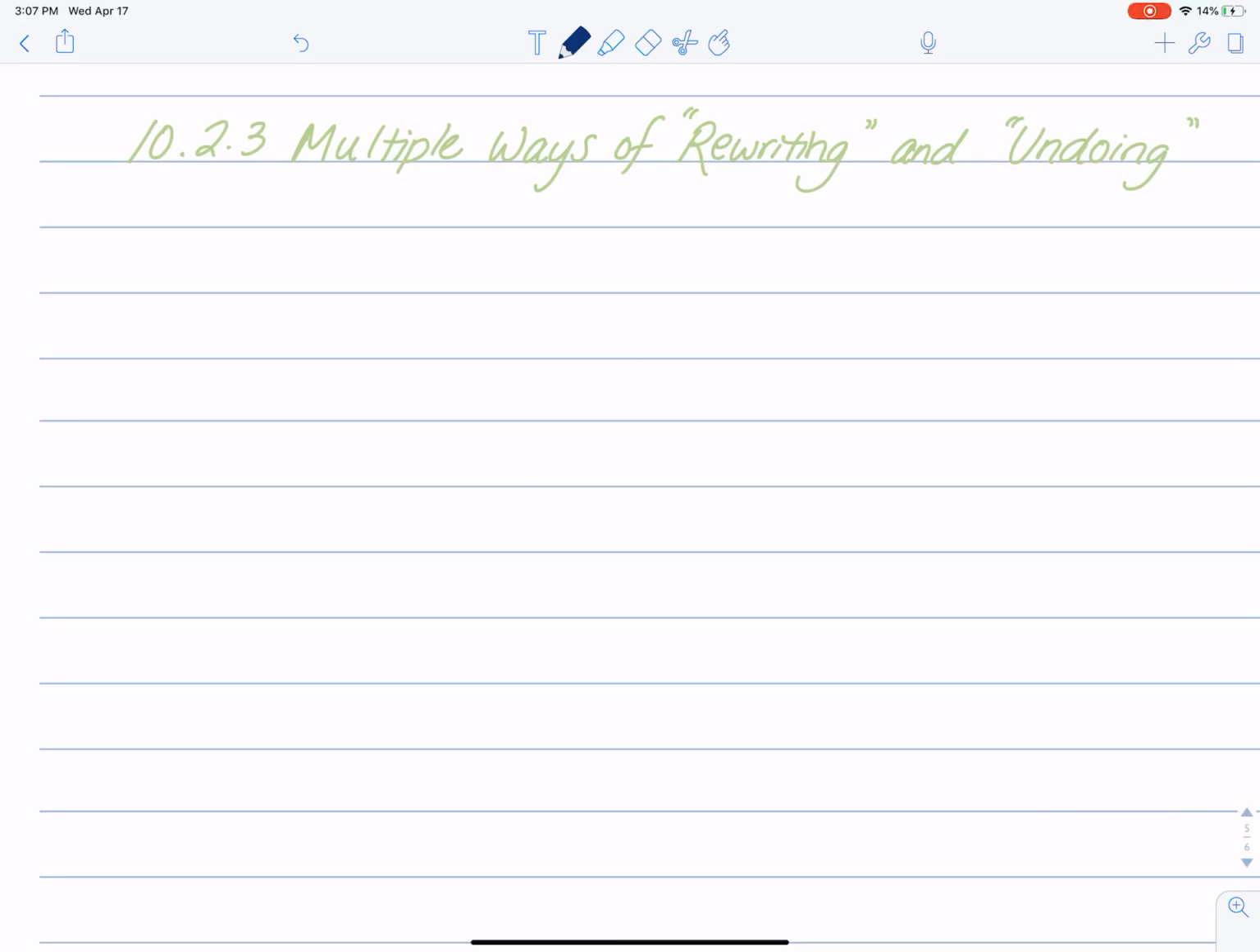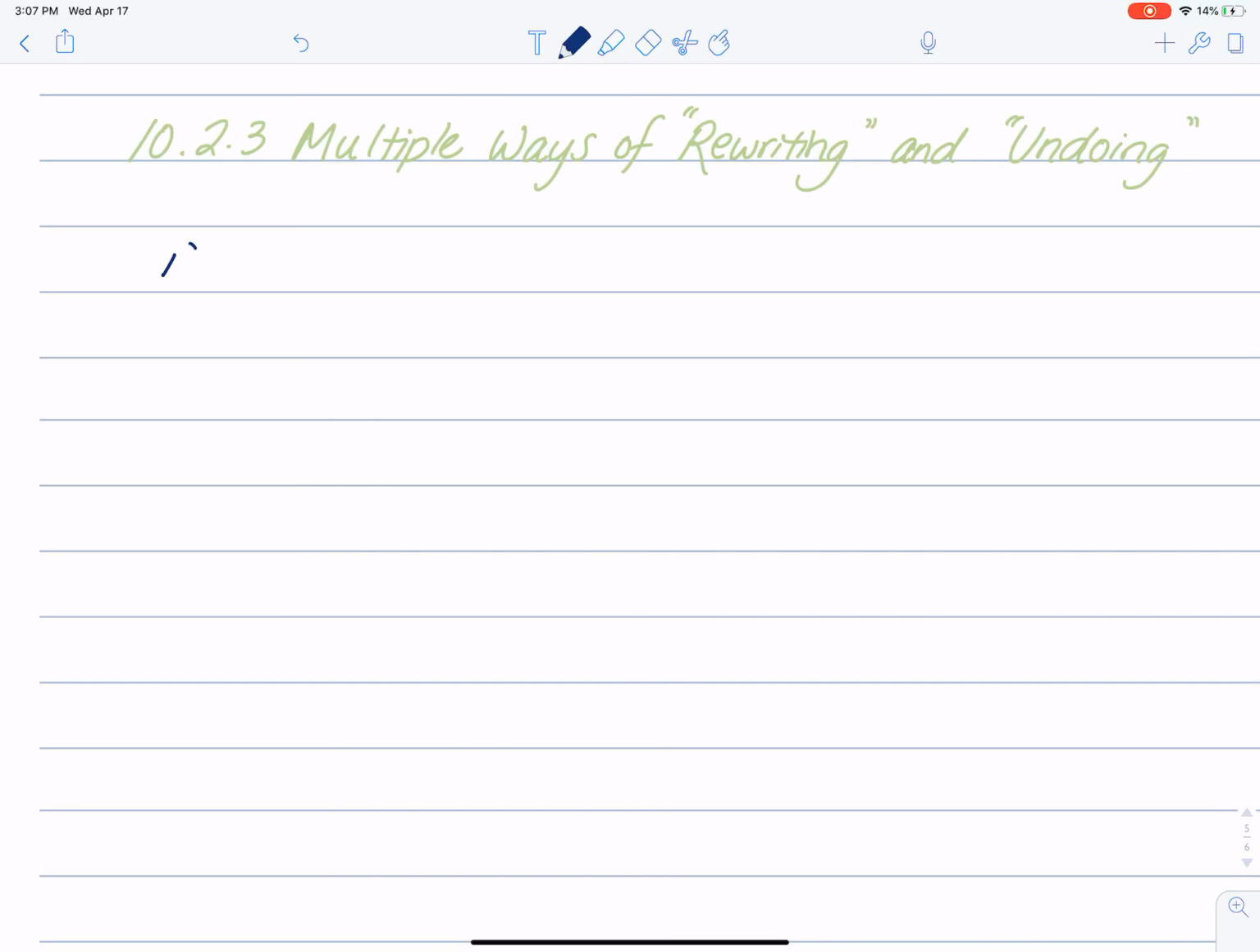All right, so let's go ahead and jump in with some practice problems for all the different ways that we can undo and rewrite these equations to, again, make them simpler, easier, more accessible to solve. So here's our first practice problem. We have the quantity of x plus 4, quantity squared minus 1 set equal to 48.